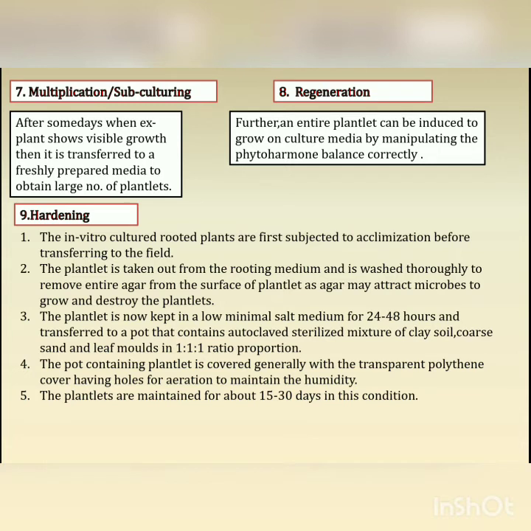Now 9th point is hardening. So what is it? See, hardening can be of two types. For example, if I take the example of banana plants, it can be primary and secondary. So for primary hardening, after the completion of all the stages in banana's growth, we have to separate the banana plantlets from the media, from the bottle, and then we have to clean them, and then plant them in a pot tray.